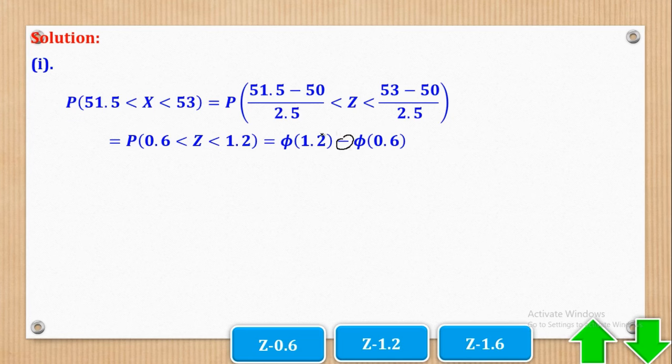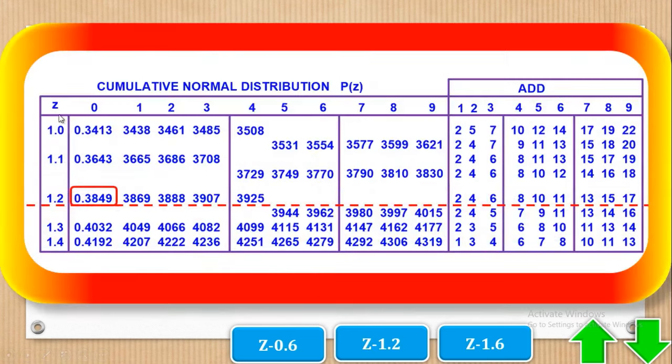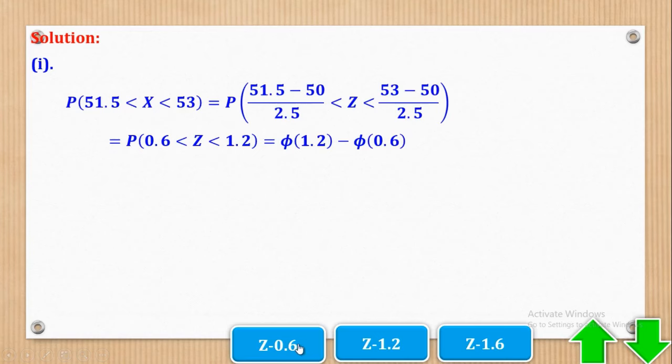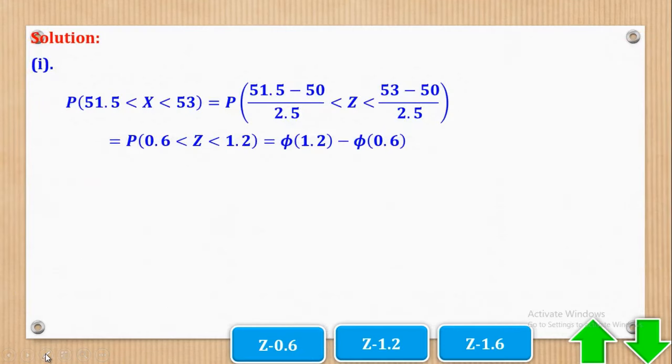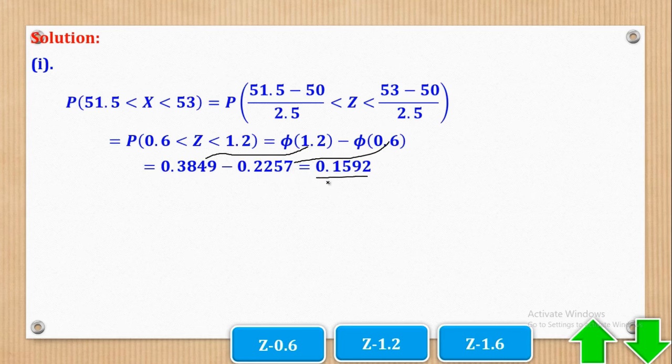So always remember that when their signs are different, you add, and when the signs are the same, you subtract. If you can't remember that, then you have to draw a standard normal curve to identify that. So next is to read the values of phi 1.2 and phi 0.6. So let's start with phi 1.2. Phi 1.2 is 0.3849 and phi of 0.6 is 0.2253. So we shall come here and substitute for phi 1.2 and phi 0.6. Then when you subtract, you come up with 0.1592.